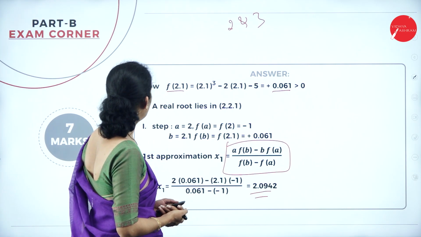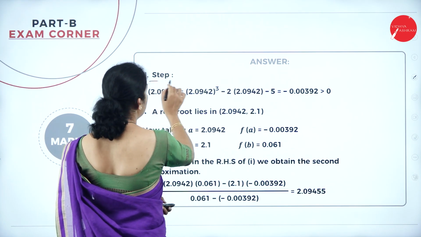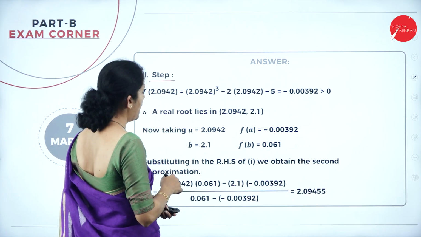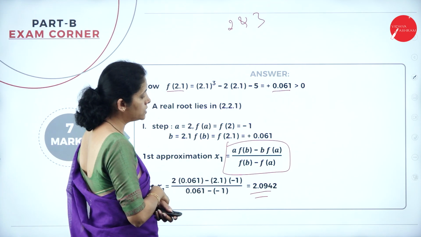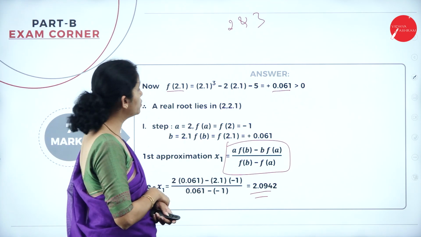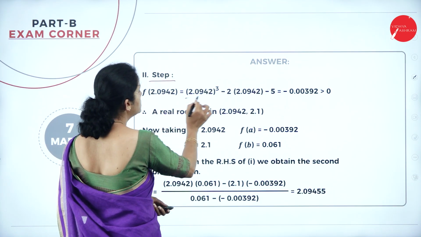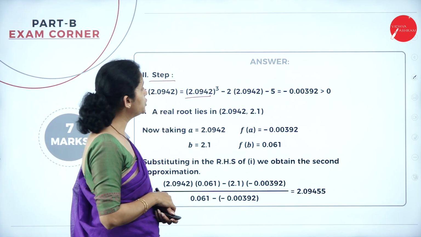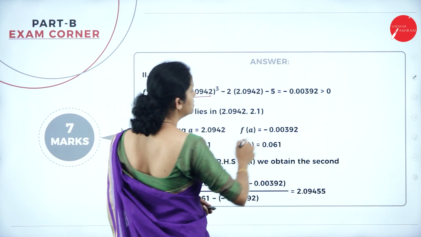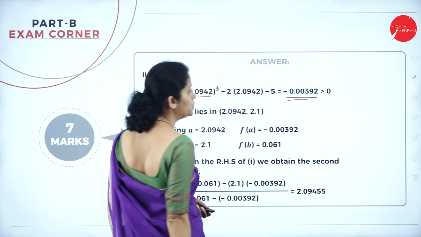When I substitute the values, I am getting the answer 2.0942. Now, in my step 2, I have the x value 2.0942, and when I substitute this value in the given equation, I am getting some negative value.